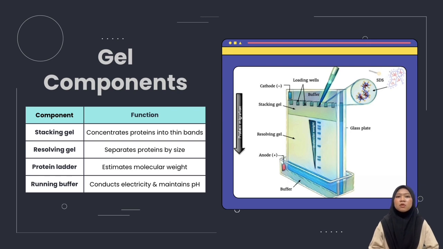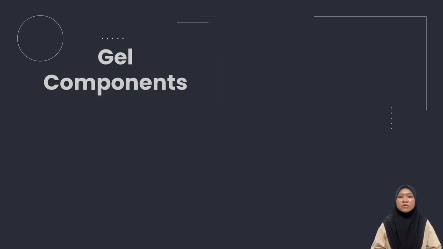A protein ladder, also known as a molecular weight marker, is loaded alongside the samples. It contains proteins of known molecular weights and serves as a reference for estimating the sizes of unknown proteins. The electrophoresis buffer conducts electricity, maintains the correct pH, and facilitates efficient protein migration throughout the experiment.